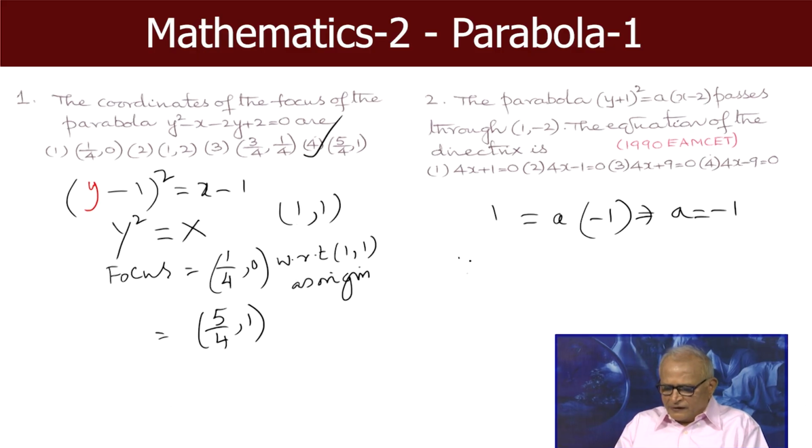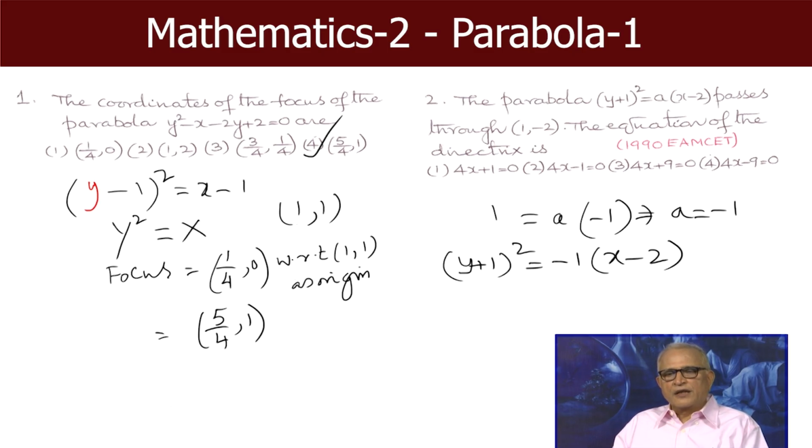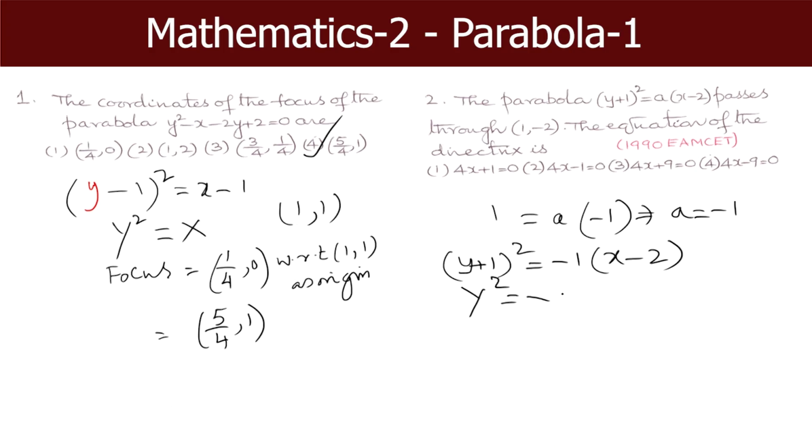Therefore, the equation is (y + 1)² = -1(x - 2). Now, by shifting the origin to the point (2, -1), this is y² = -x with respect to (2, -1) as origin.